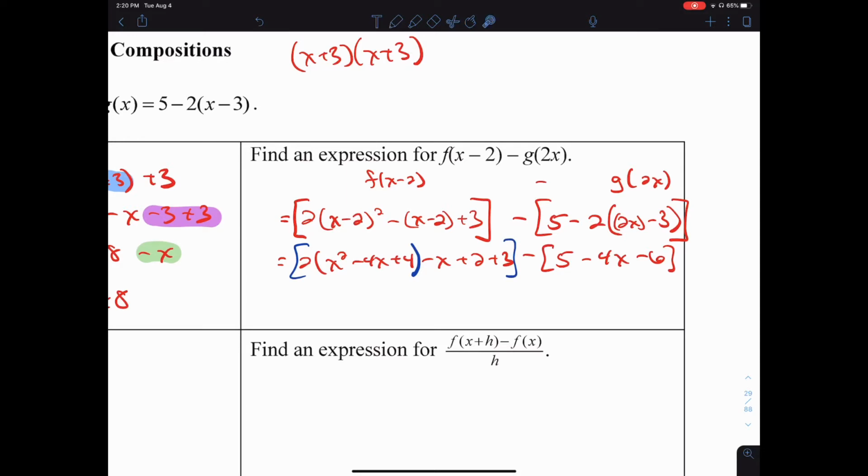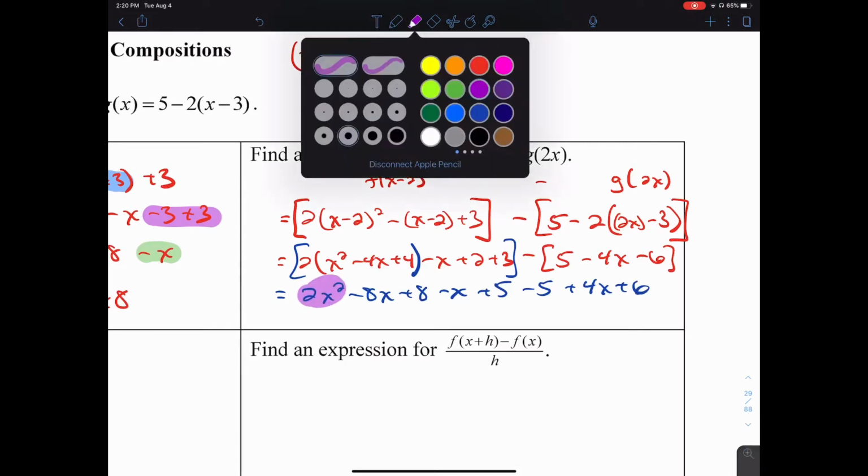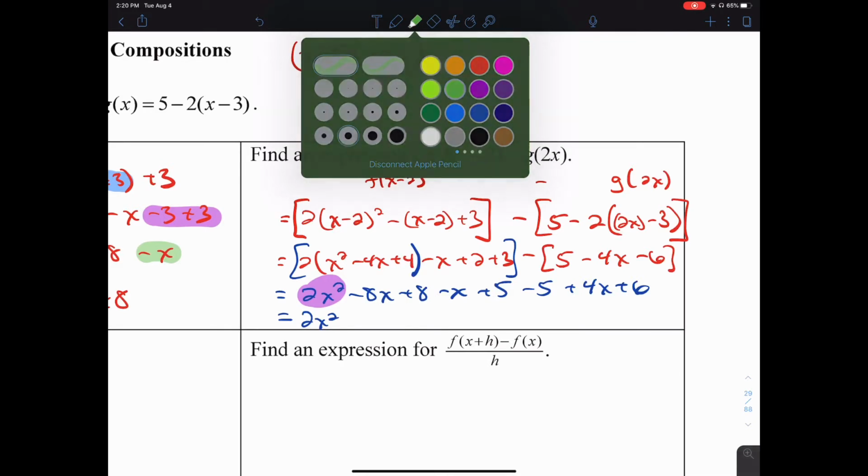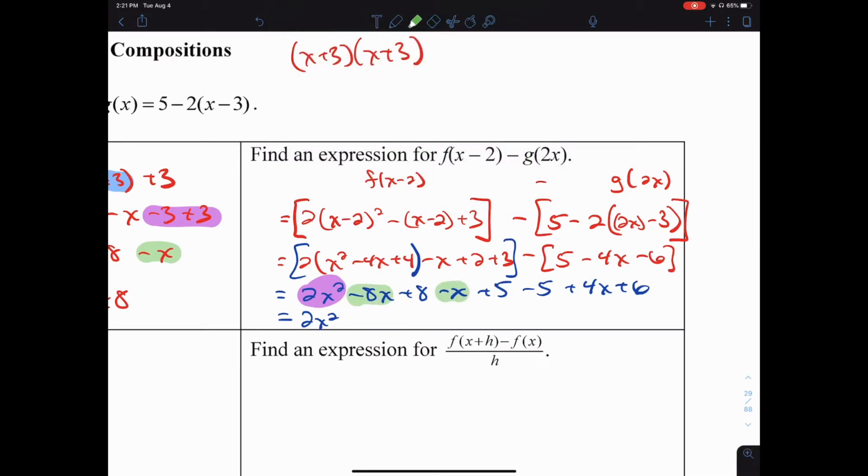If I then distribute the 2, I'm going to get 2x squared minus 8x plus 8 minus x. I can put this 2 and the 3 together and get plus 5. I could distribute this minus now and get minus 5 plus 4x plus 6. Now if I combine like terms, there's only one term that has an x squared in it. It's the first one, so that's cool. Minus 8x minus 1x, that's minus 9x, plus 4x is going to be a minus 5x.